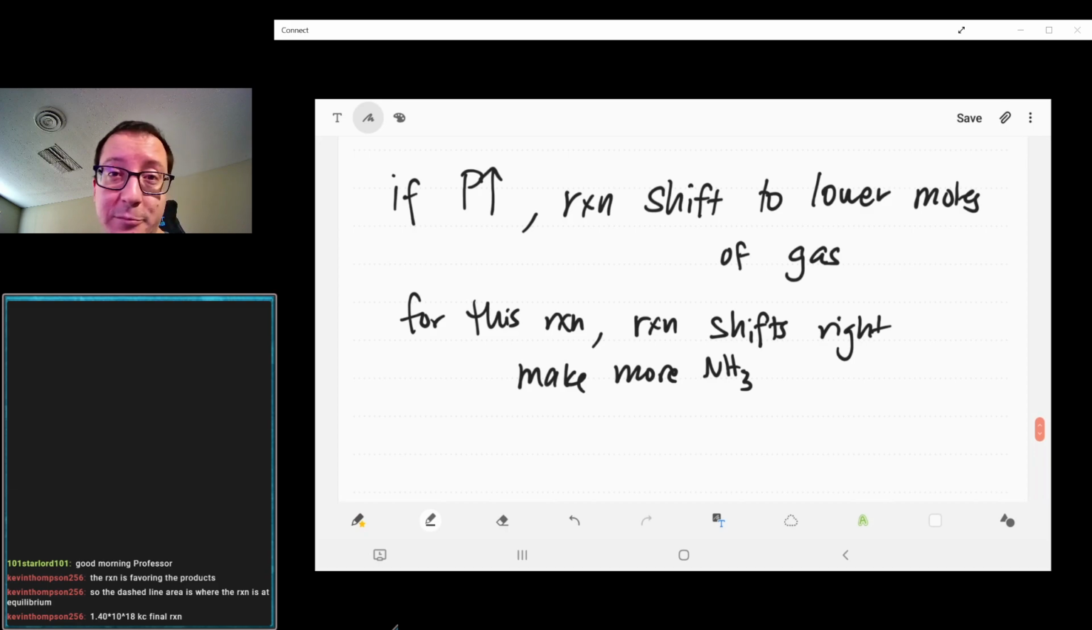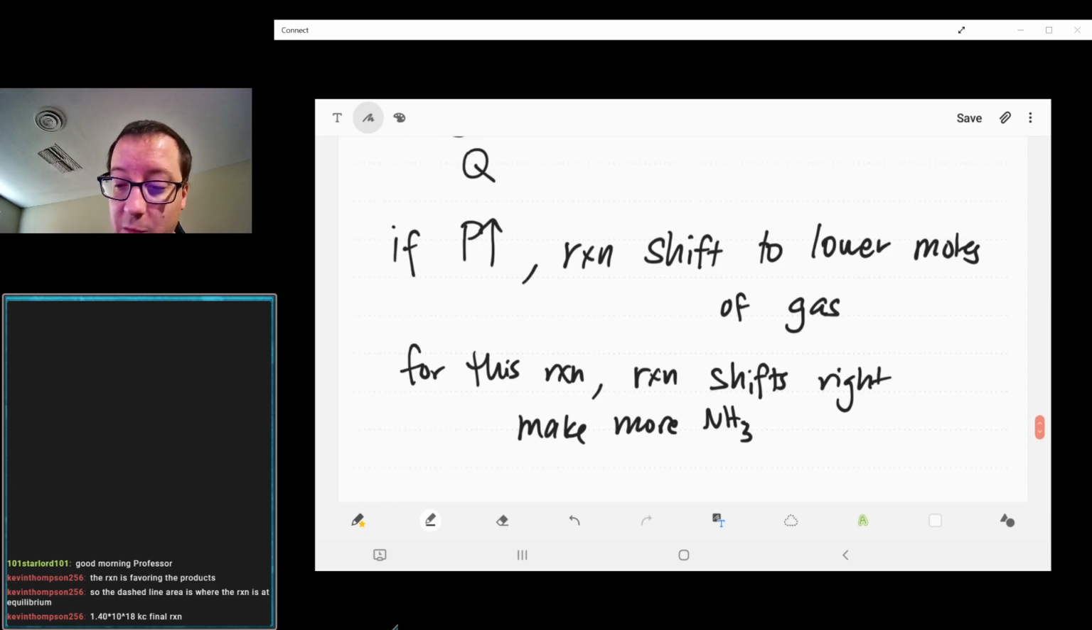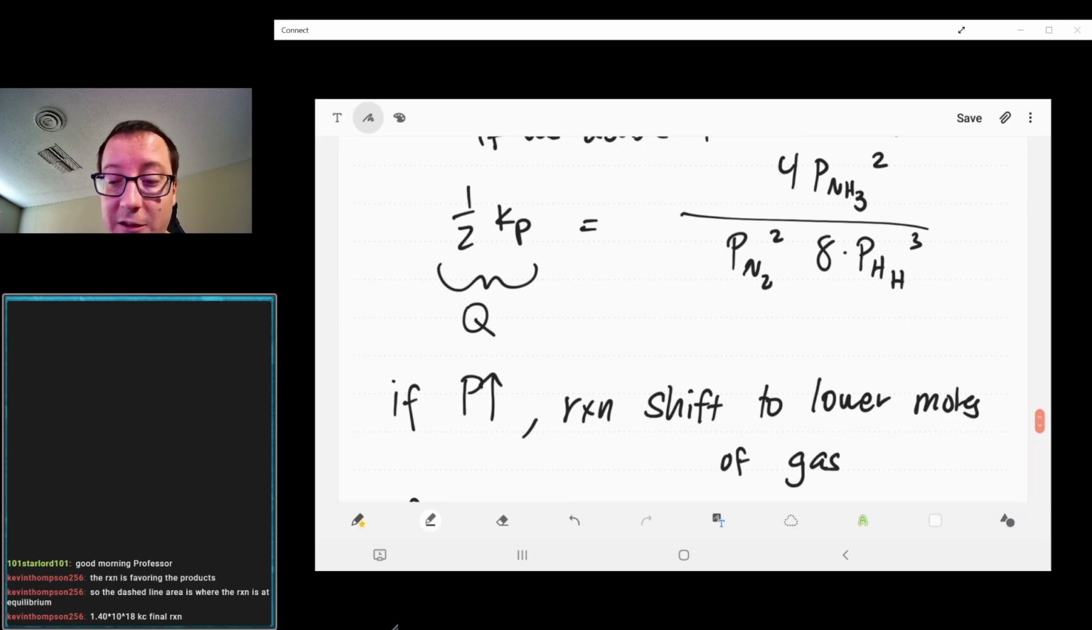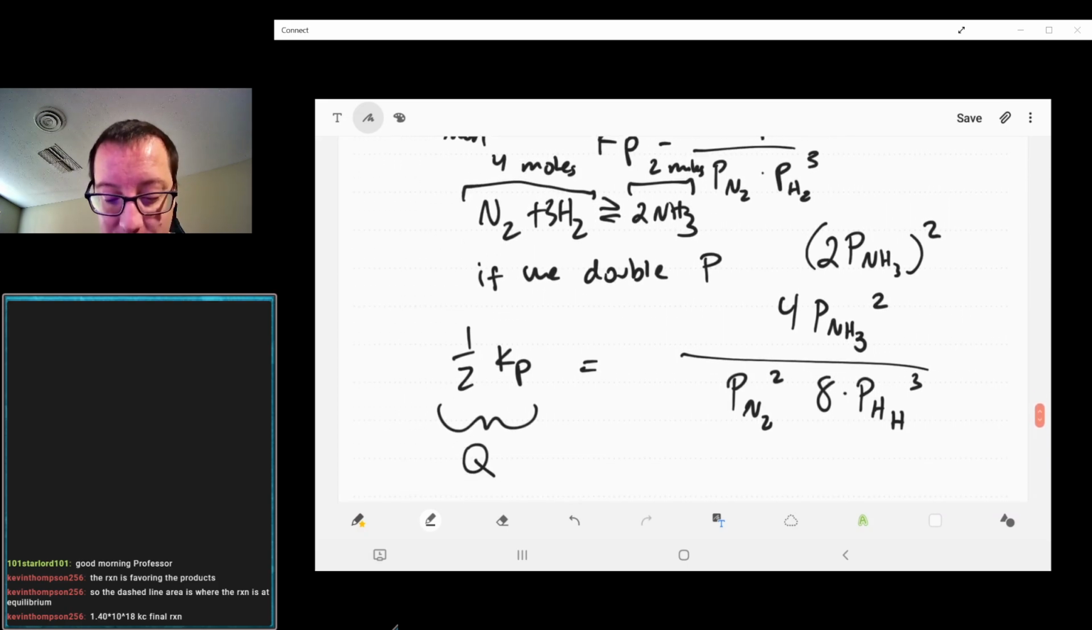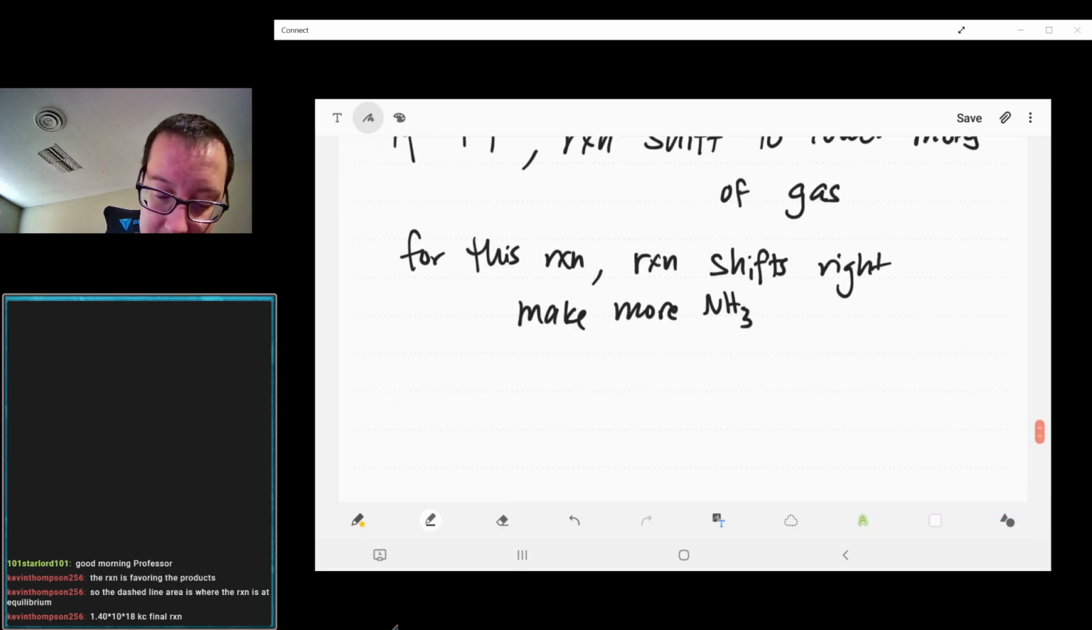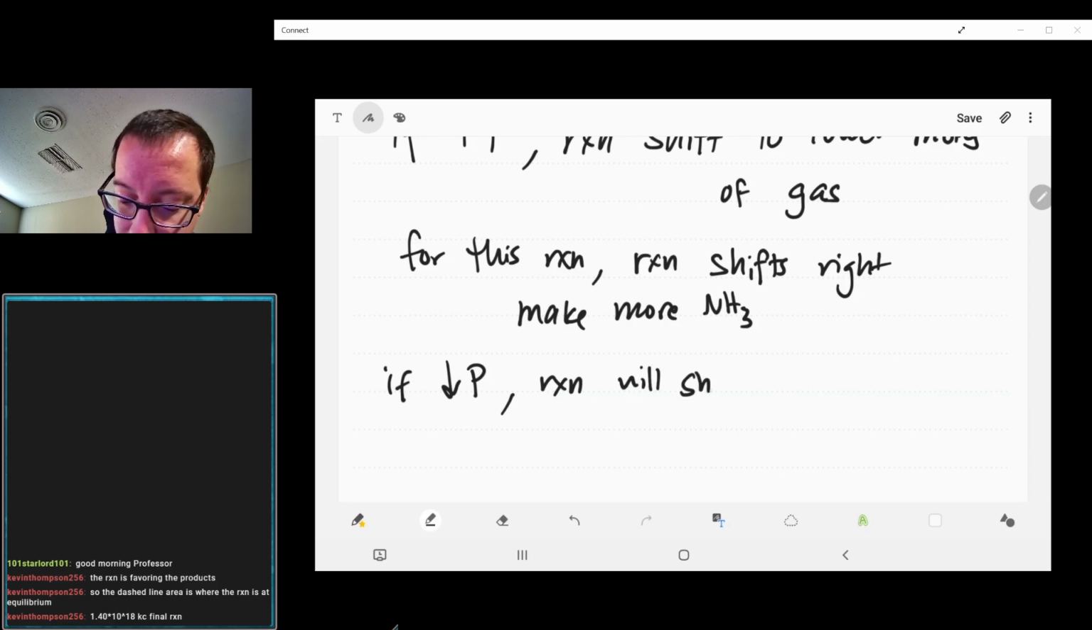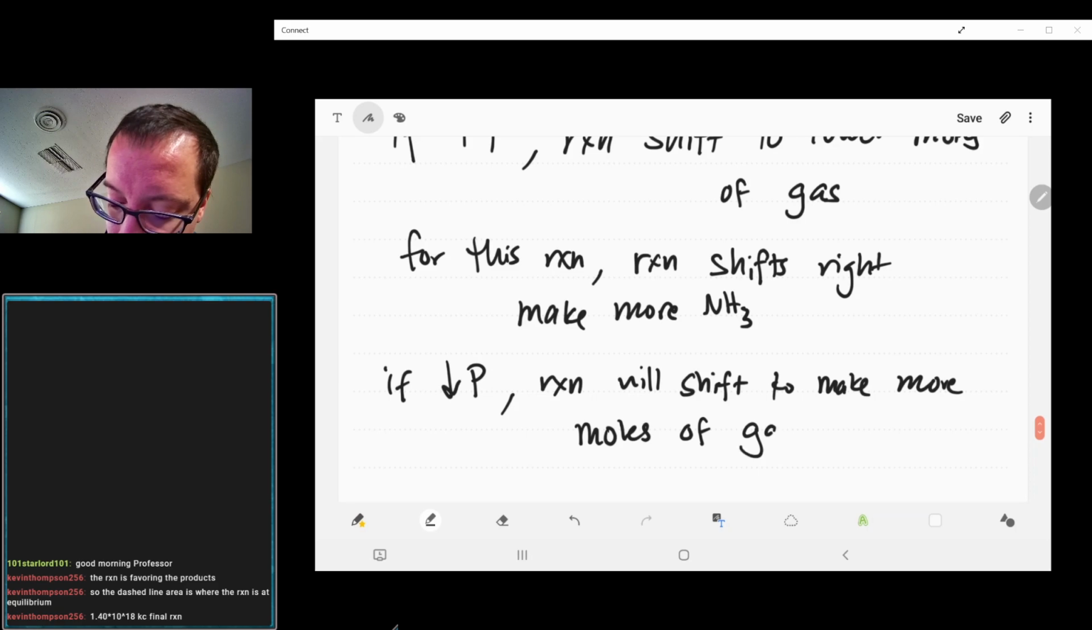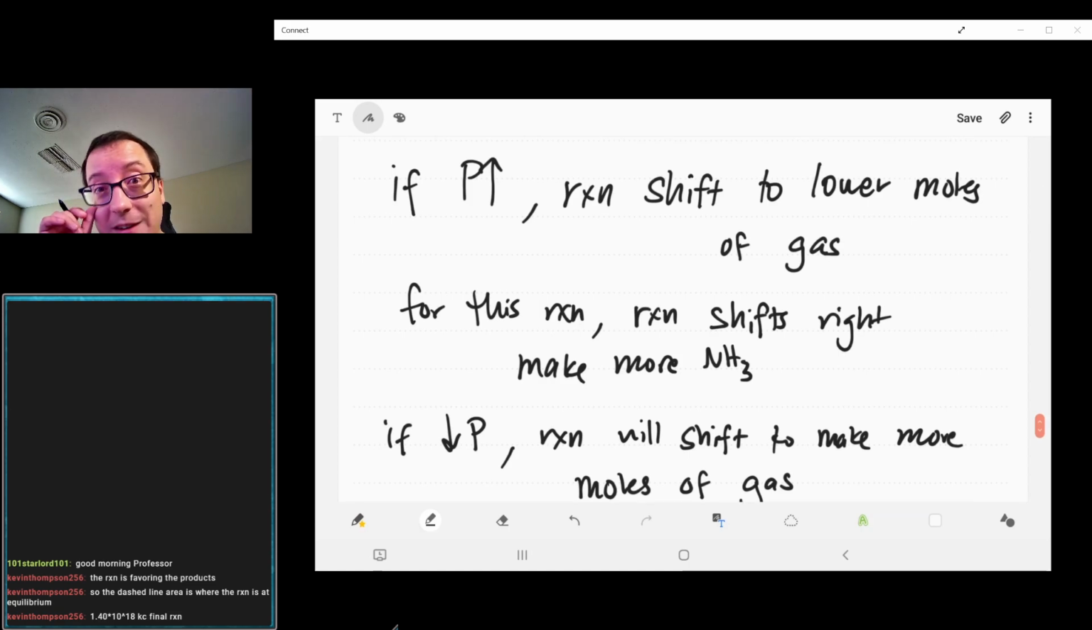We're going to see that a decrease in pressure is going to be the exact opposite. So you can work through it mathematically if you want. If we were to double the volume, we would halve the pressure. We would end up with 2 times Kp as our Q. And so we're going to see Q is too big, and therefore the reaction will shift to the left instead. So if you decrease the pressure, the reaction will shift to make more moles of gas. And in this case, that would end up making more of our reactants if we were to decrease the pressure.